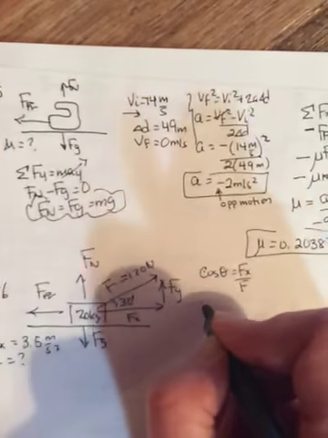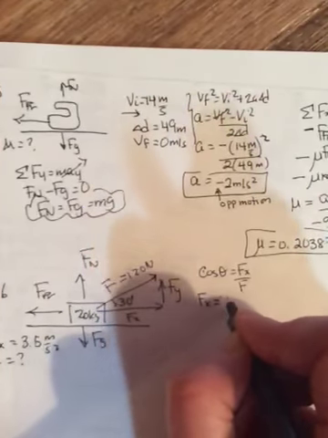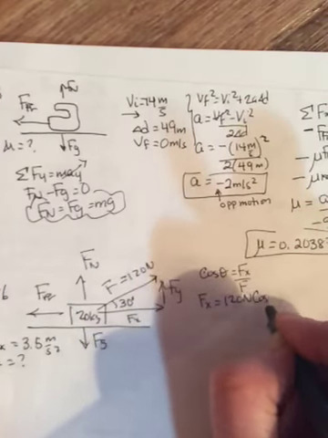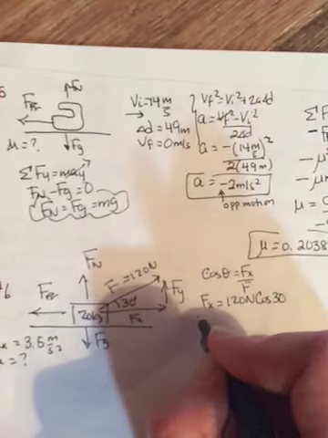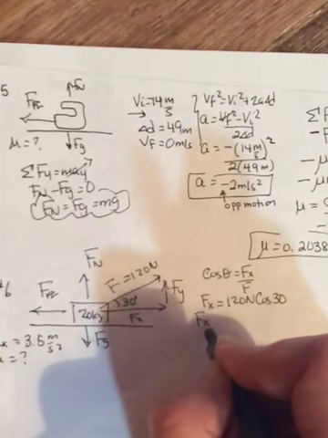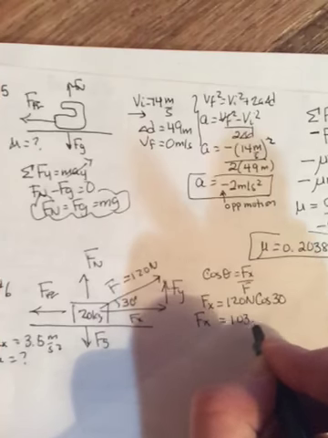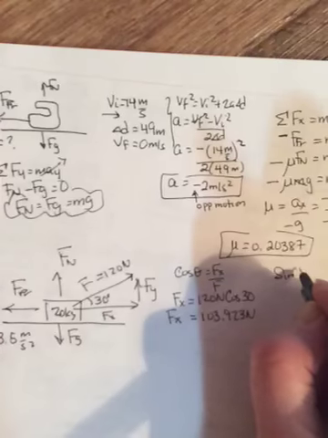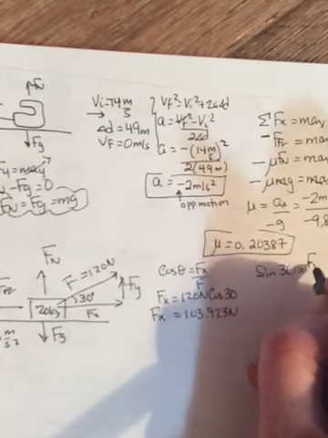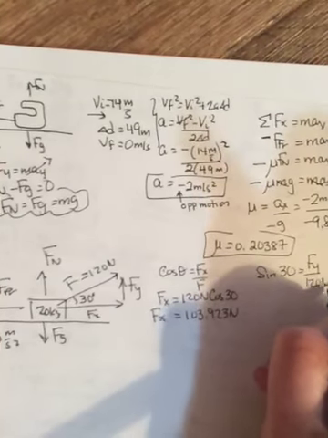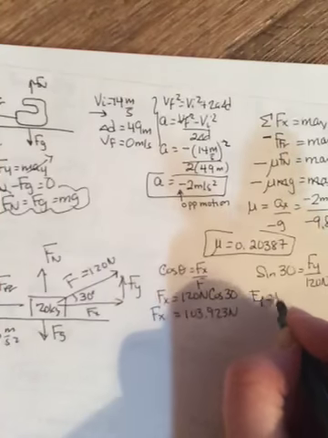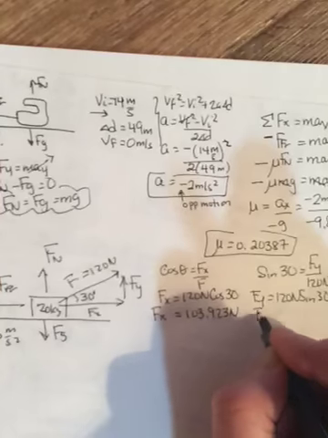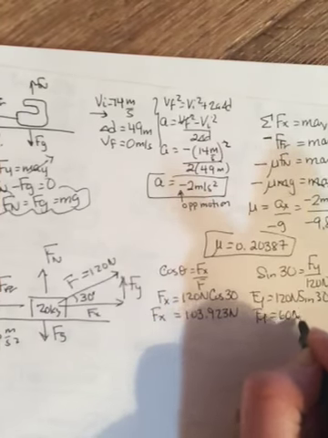All right, so in the x direction, it's going to be cosine, so cos theta equals Fx over F. So Fx equals, if you want to do the numbers, 120 newtons cos of 30. And if you do this, you get an Fx of 103.923 newtons. In the y direction, sine 30 is equal to Fy over 120 newtons. Fy is equal to 120 newtons sine of 30. Fy is equal to 60 newtons.